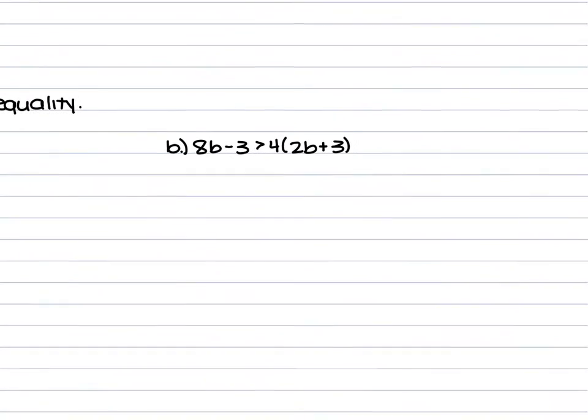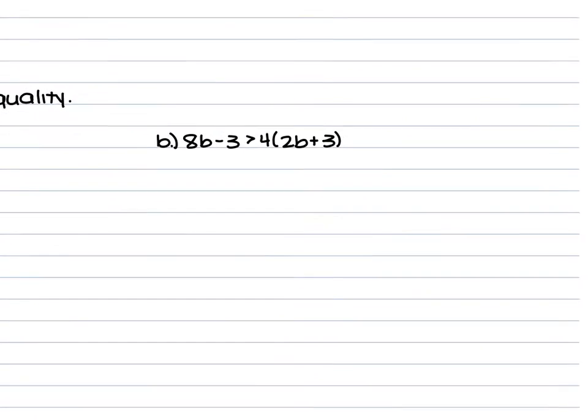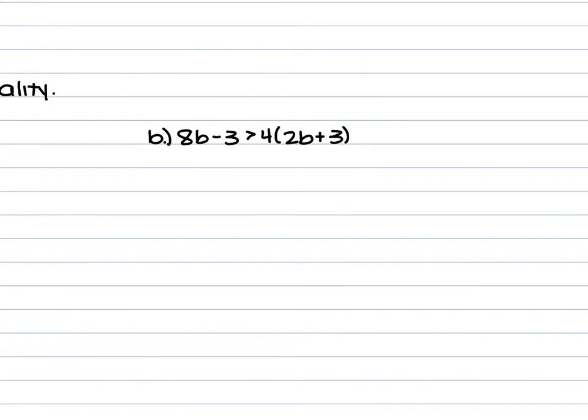For example B, we have 8b minus 3 is greater than 4 times 2b plus 3. So with this one, I'm going to start by distributing that 4. This is going to leave me with 8b minus 3 is greater than 8b plus 12.